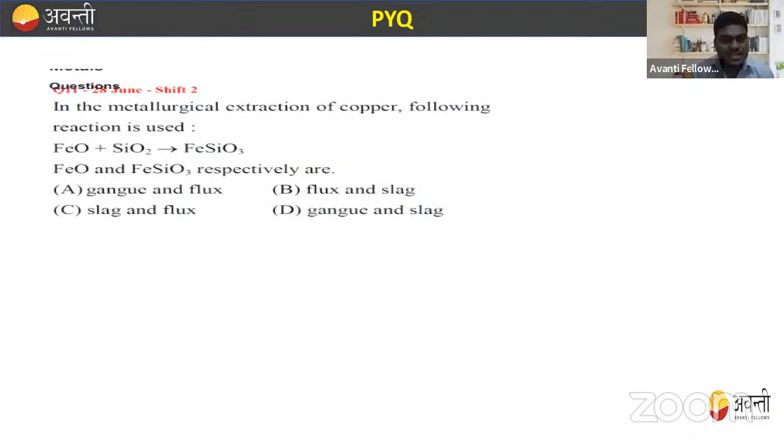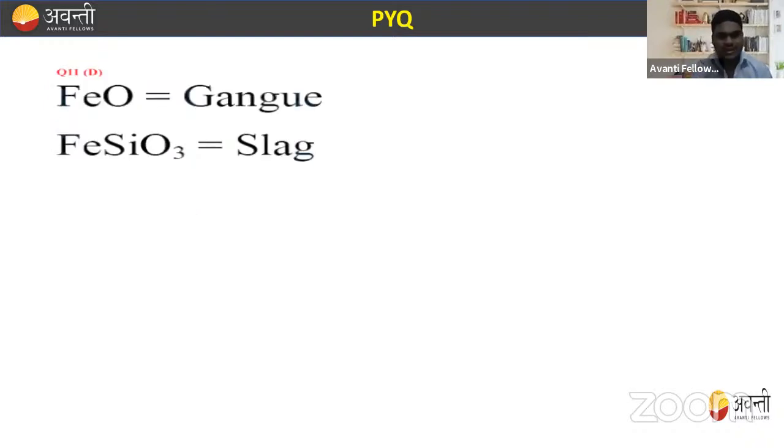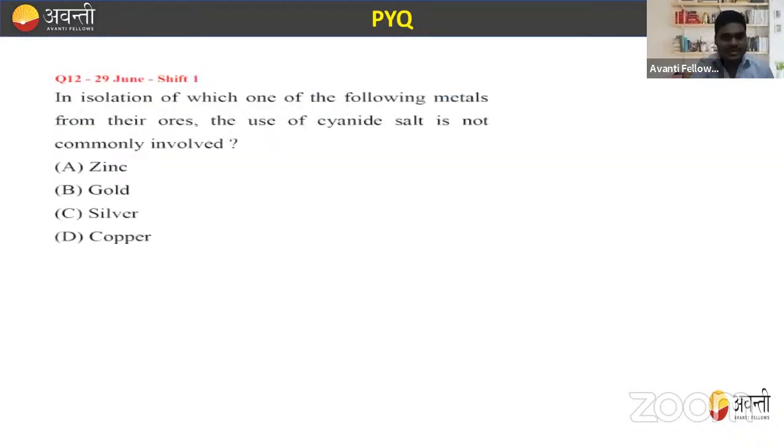Now, in the metallurgical extraction of copper, the following reaction is used, involving FeO and ferrous silicate. Respectively, are they gangue or flux, flux or slag, slag and flux, or gangue and slag? So that is D: FeO acts as a gangue and ferrous silicate acts as a slag. Just remember this: silicate means slag, and FeO is a gangue. So this one is correct.